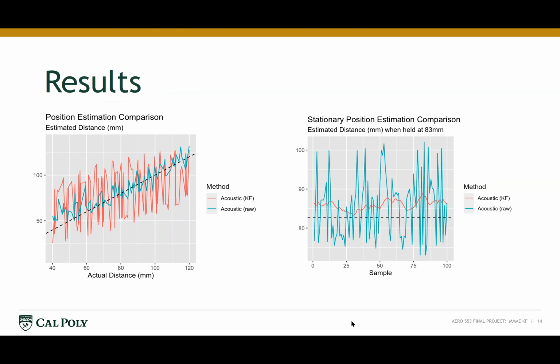You'll notice in the graph on the left that the acoustic data, the raw data, seems to be more accurate than the Kalman filter data. And for this moving example, it is. Note that on the left, these data points were all taken when the system is in motion.